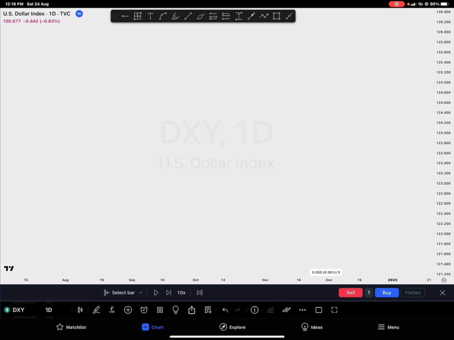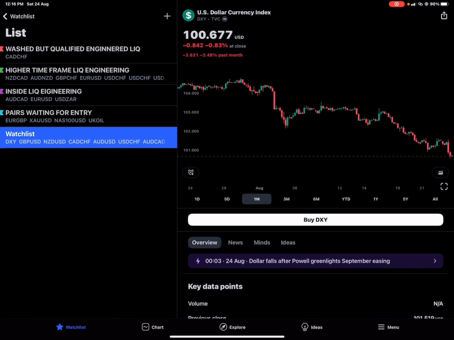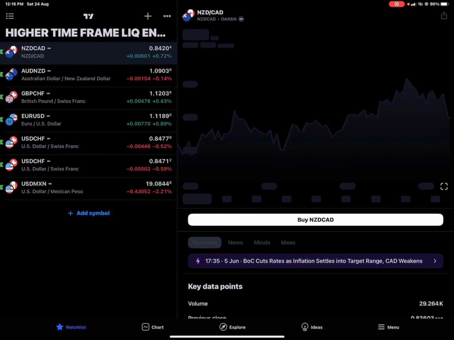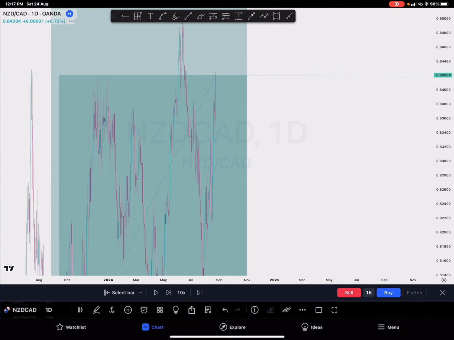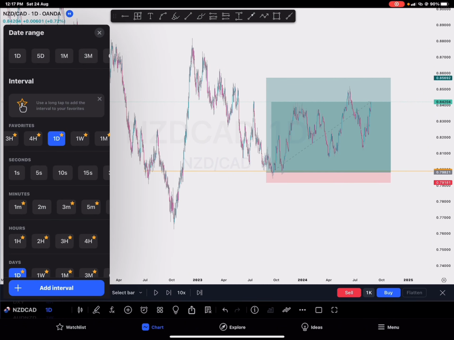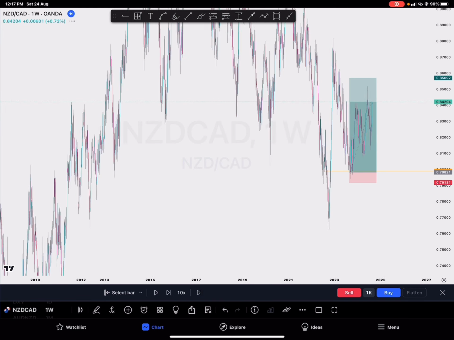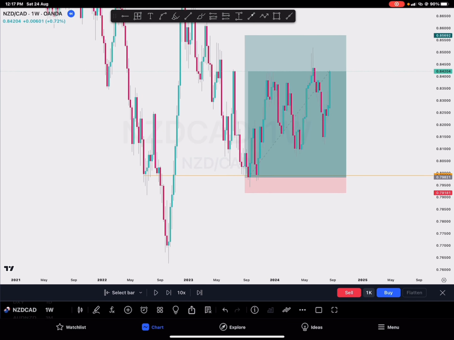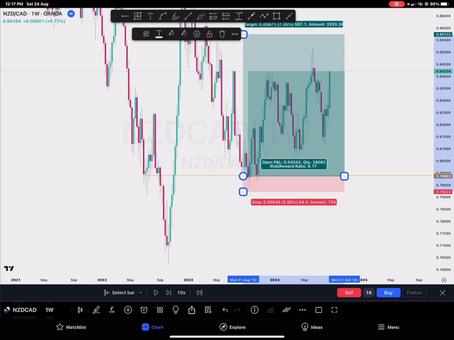Let me first show you some examples of the high time frame normal liquidity engineering. I have them here. So this is one example of the higher time frame normal liquidity engineering from the daily time frame.